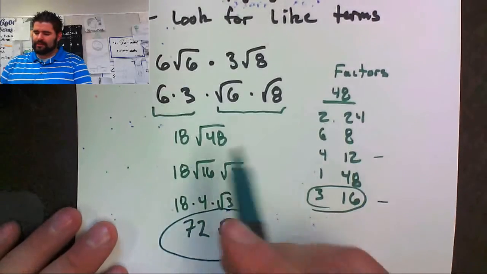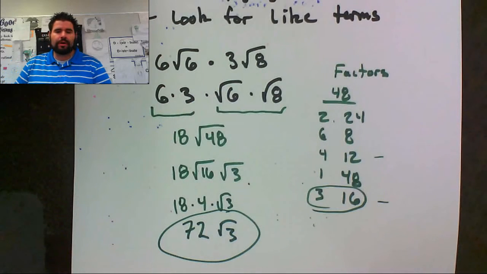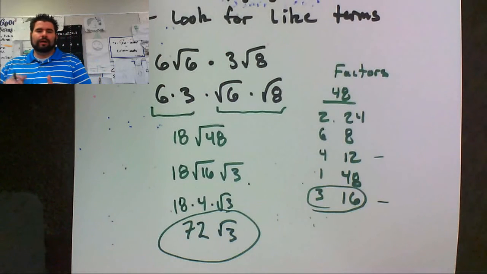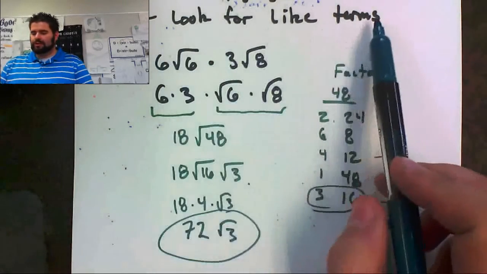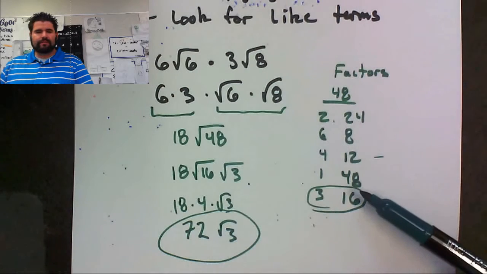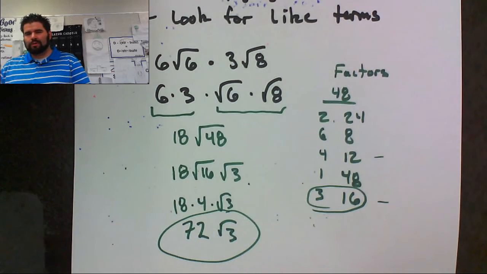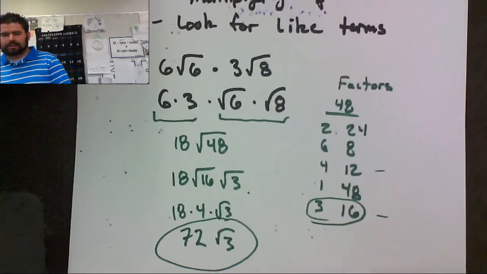And this is my answer from when I multiplied these two together. And that's it in its simplest form. So please look for the two things. The things you're going to look for are the like terms. And then when you get to this point, you're going to make a list of your factors so you can simplify. Look for the perfect square. Okay? Let's do one more, and then we'll have you practice some on your own in another video.